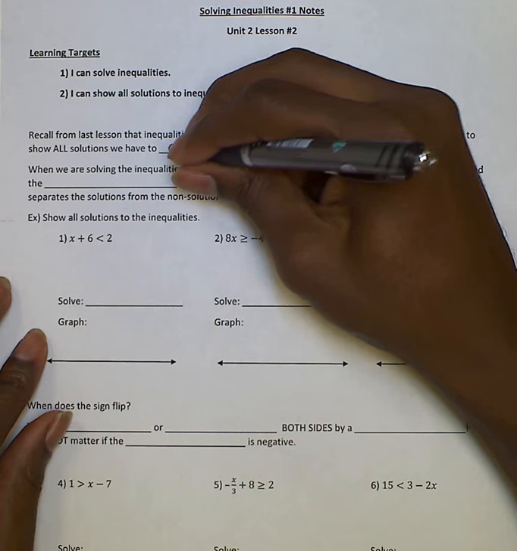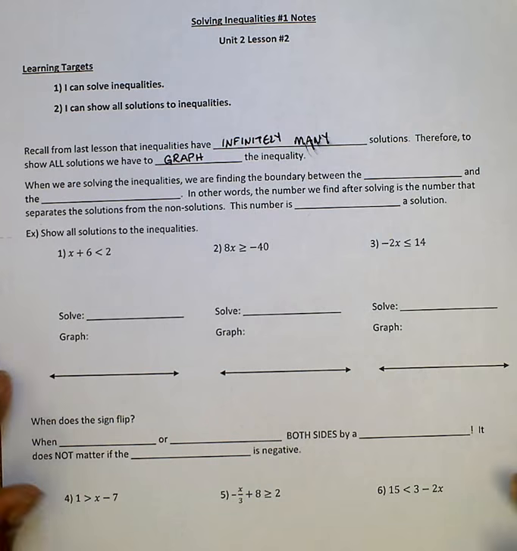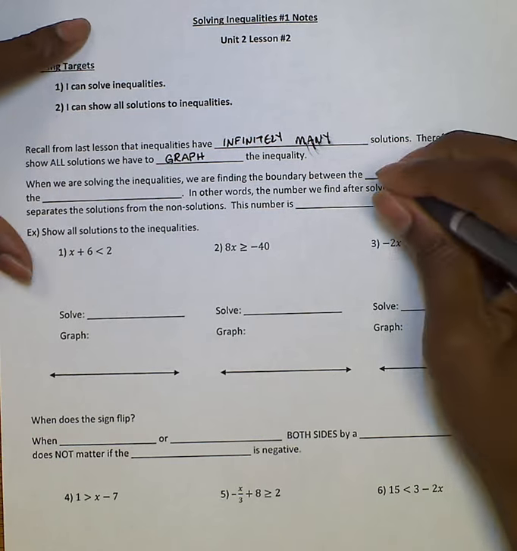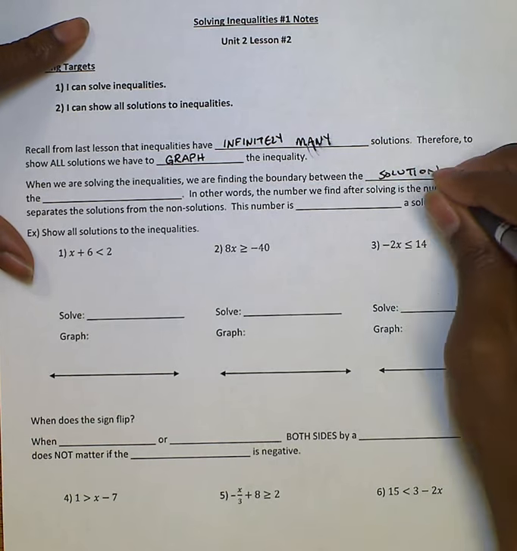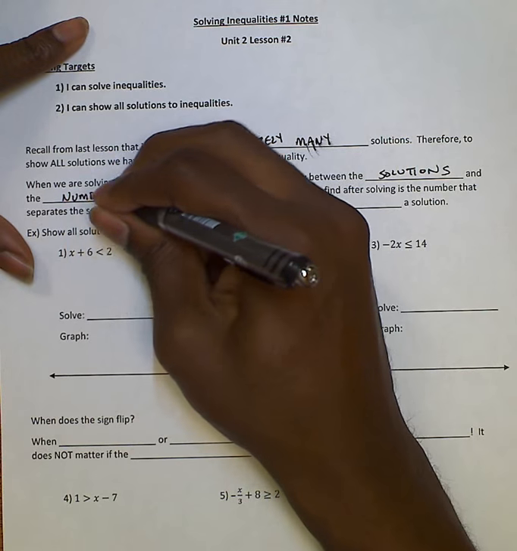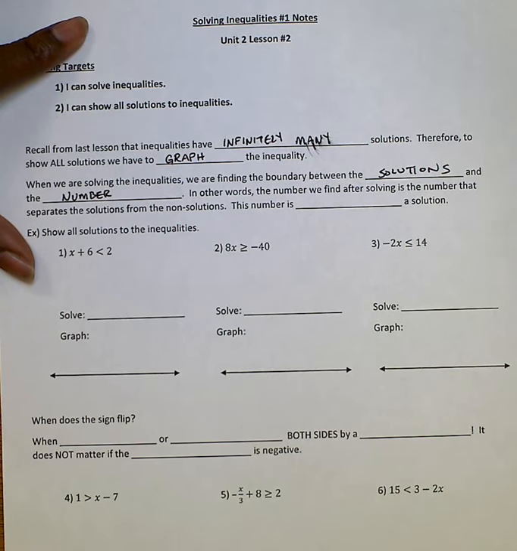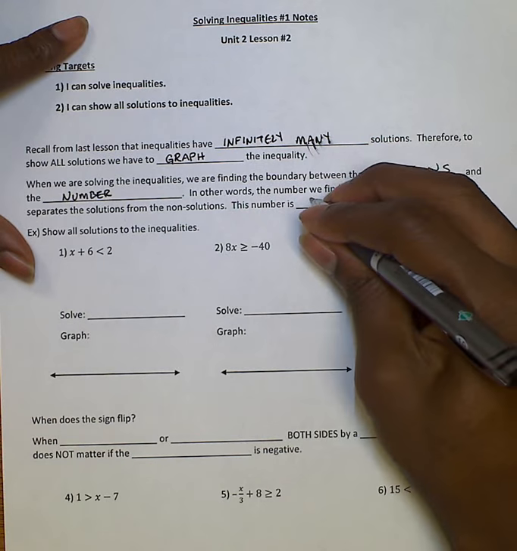Remember, we do that on a number line, open circles for greater than and less than, closed circles if we have or equal to. When we are solving the inequalities, we are finding the boundary between the solutions and the number. Okay, so in other words, we're trying to find the number that after solving separates solution from non-solution. The number is only sometimes a solution.